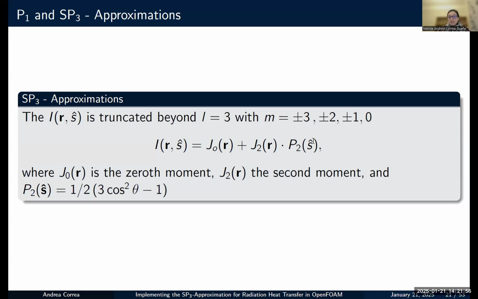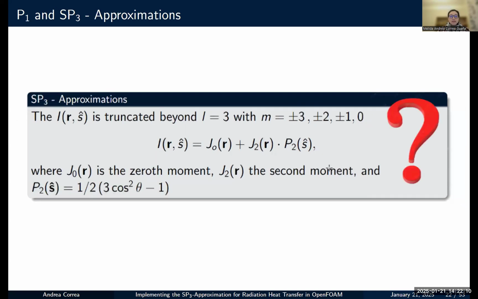So in this case, we have some different terms that depend on the moments 3, 2, 1, and 0. But this is the final equation that we obtain in this SP3 approximation. The question is, is it correct, because we only have two?